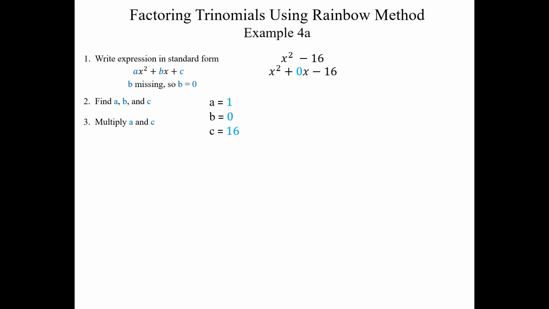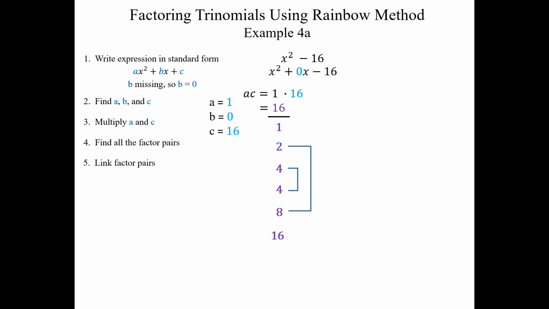We'll multiply the a times c, so 1 times 16 is equal to 16. Now we need to find all the factor pairs for 16, starting with 1 times 16. Next will be 2 times 8, and then 4 times 4. And we found all of the factor pairs. Now we need to link our factor pairs together. We have the 4 and the 4. The next pair will be 2 and 8. And the last pair will be 1 and 16.